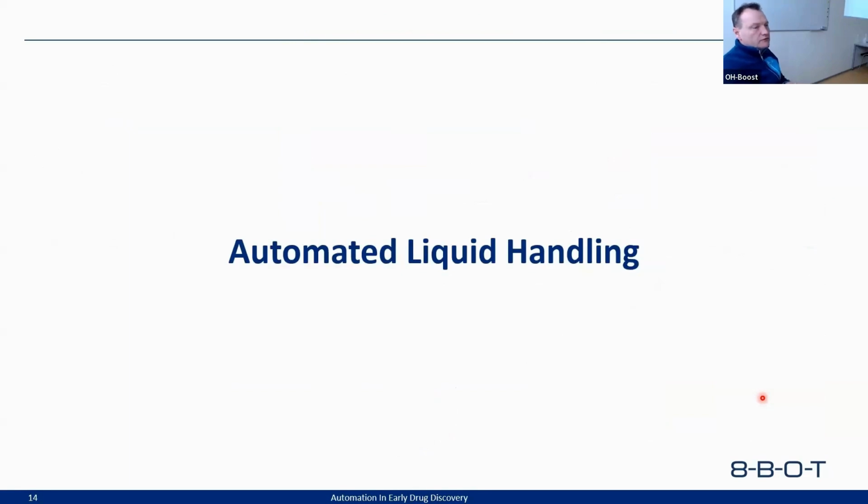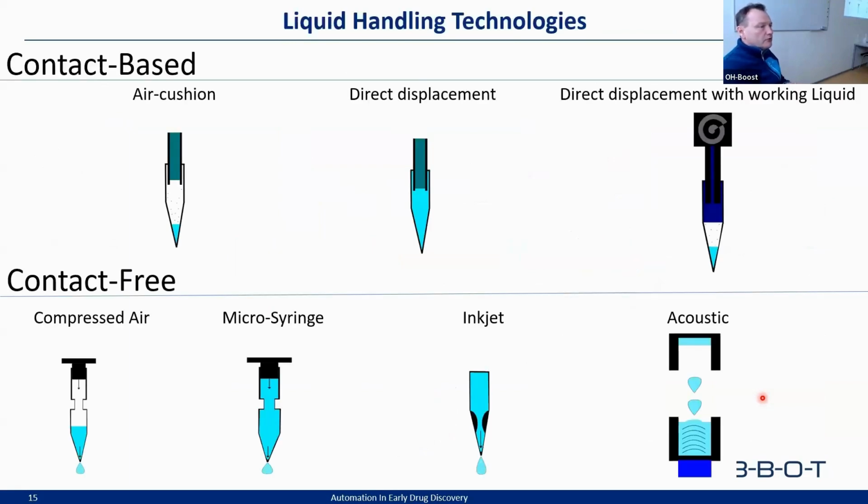A small excursion to automated liquid handling. You have contact-based liquid handling and contact-free liquid handling. Air cushion, the typical pipette, you all know. Direct displacement for, let's say, honey-like liquids, where we have to press them out directly, or indirect displacement, where we have a working fluid, and the working fluid works on the air cushion. Contact-free, you have compressed air.